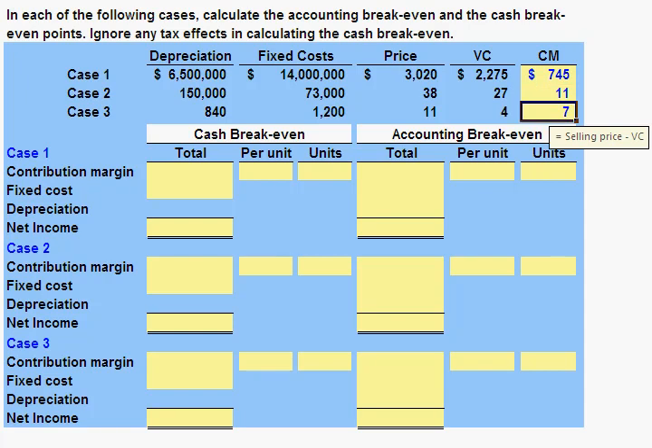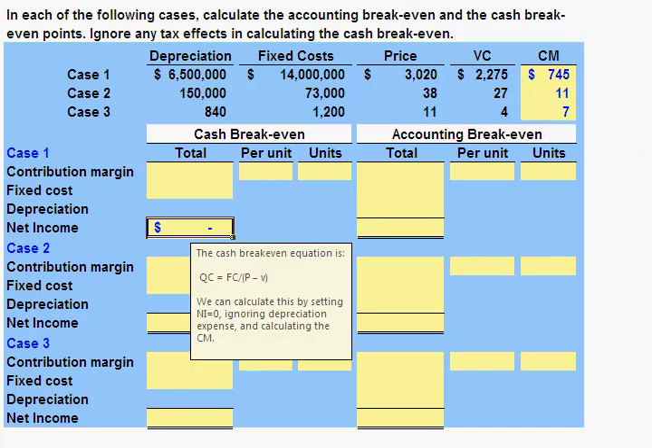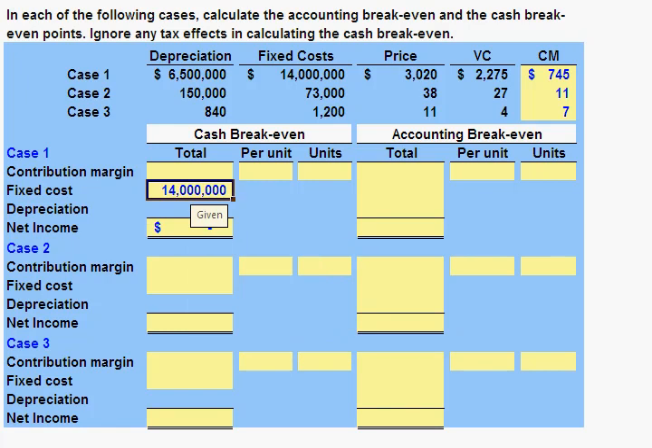Let's go ahead and consider the cash break-even and accounting break-even for case 1. We can calculate our cash break-even by setting net income to 0 and ignoring depreciation expense. We're told our fixed costs are $14 million. Therefore, to achieve a net income of 0, we need to earn a contribution margin of $14 million. Recall that we calculated our contribution margin per unit, which was $745.